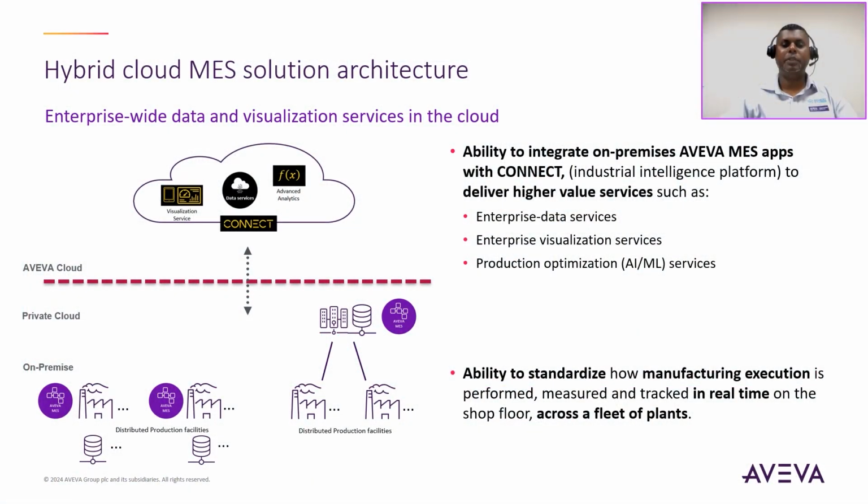AVEVA's hybrid cloud MES solution architecture provides enterprise-wide data and visualization services in the cloud. It also provides the ability to integrate on-premises AVEVA MES apps with Connect, AVEVA's industrial intelligence platform, to deliver high-value services such as enterprise data services, enterprise visualization services, production optimization, including AI and ML services, the ability to standardize how manufacturing execution is performed, measured, and tracked in real time on the shop floor across a fleet of plants.